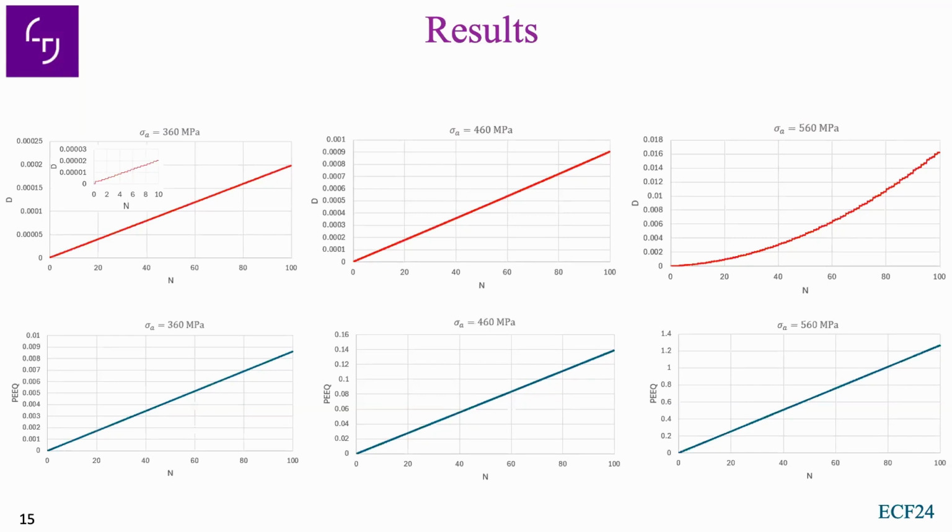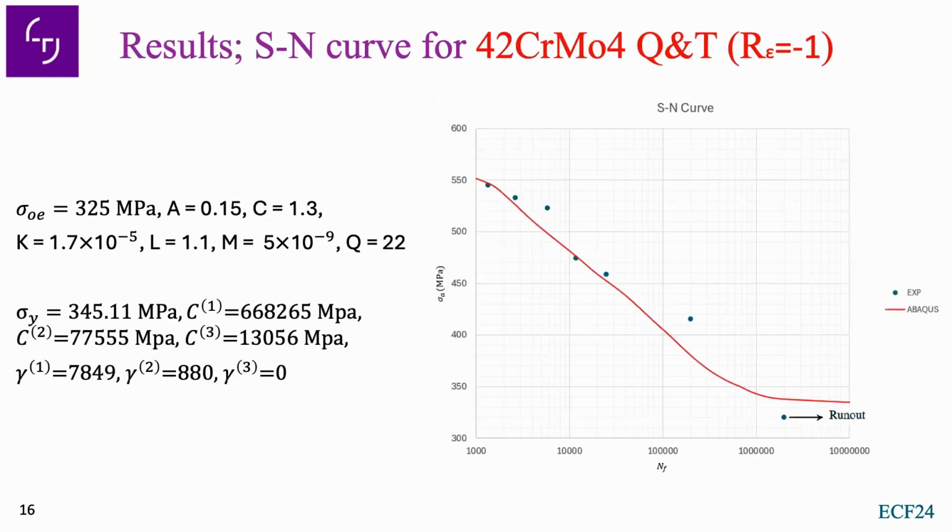We also extracted some diagrams related to PEEQ, equivalent plastic strain. As you can see, in the low number of cycles, PEEQ is bigger and more important than in the high number of cycles. In the end, we obtained the SN curve for this material based on the strain ratio -1. This is related to experimental tests obtained by Padova University, and the solid line is related to the Abaqus results. As you can see, there is a good agreement between the results.